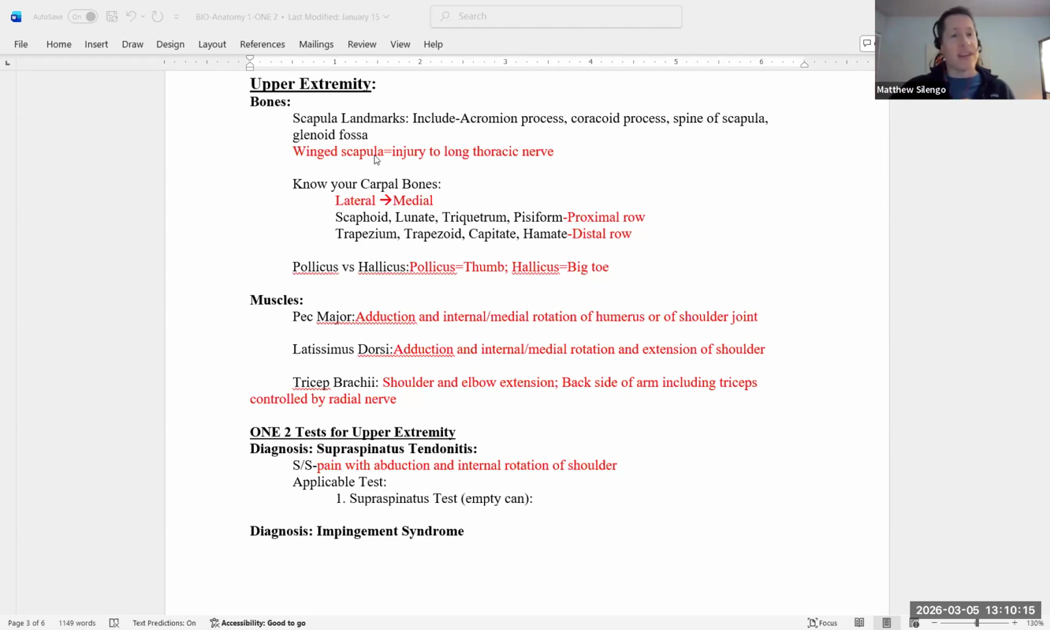But in the comps database, that's not one of the options. It doesn't ask about the muscles. It asks about nerves. Which nerve must be defective, not working? And you want to know that it's the long thoracic nerve. If there's some kind of injury or deficit to the long thoracic nerve, that's the nerve that controls the serratus anterior. So that's the problem nerve if the scapula is winging out.